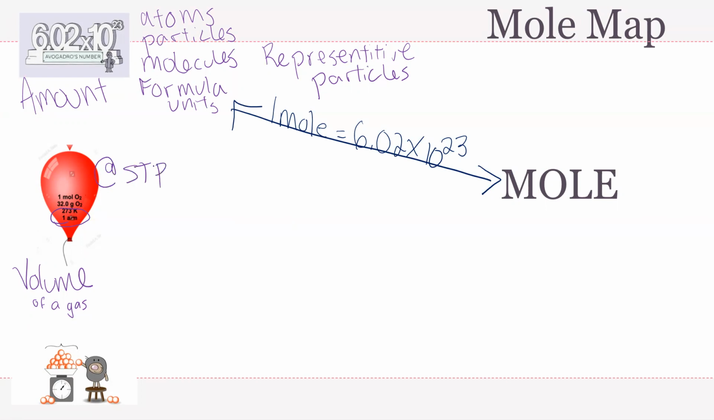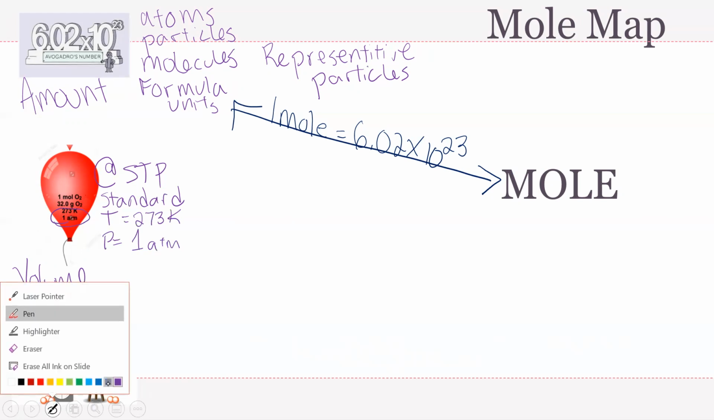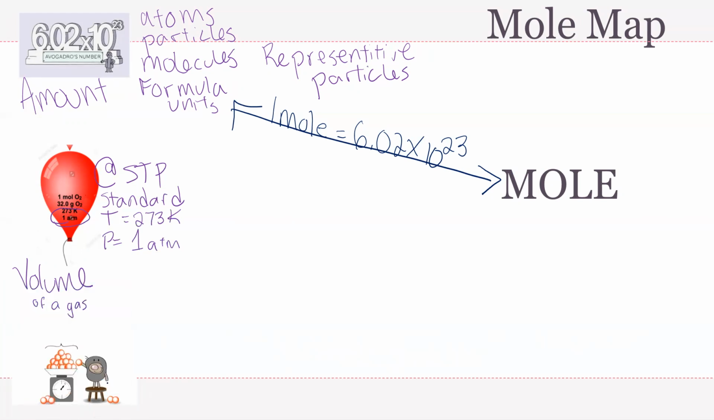But STP stands for standard temperature and pressure. So standard temperature is going to be 273 Kelvin, and standard pressure is going to be 1 atmosphere. Because gases are able to compress, the conversion that we will see only applies when these STP conditions are met.